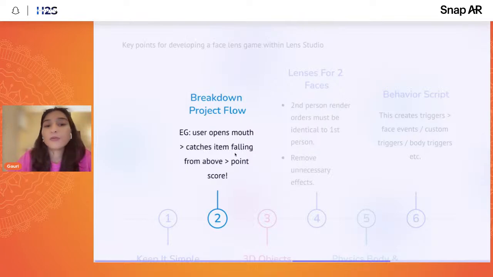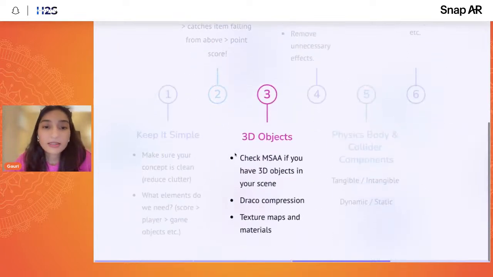And then what is the kind of game that you want? There are so many games in which you can catch items falling from above the screen, and then depending on how many the user catches and misses, you can add in the scores and add in a point, etc.